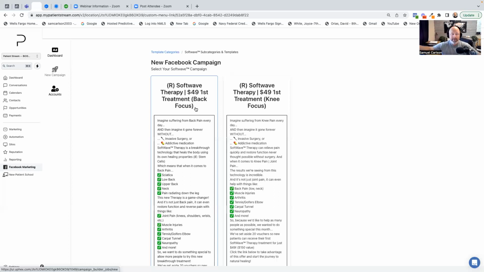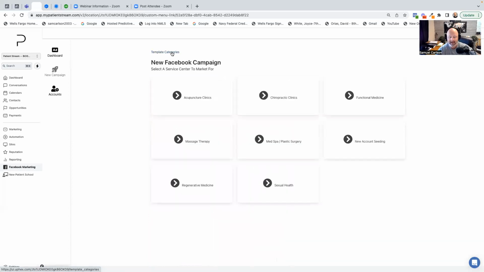The shockwave campaigns have always done well. These soft wave campaigns are blowing the doors off. It just blows my mind. So there's that. All right, what else we got?